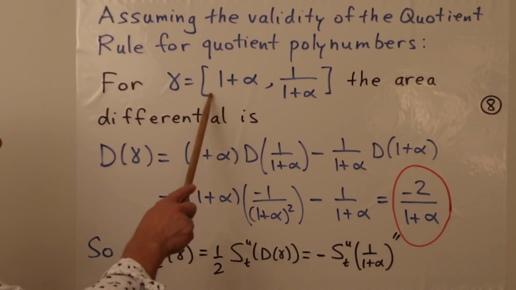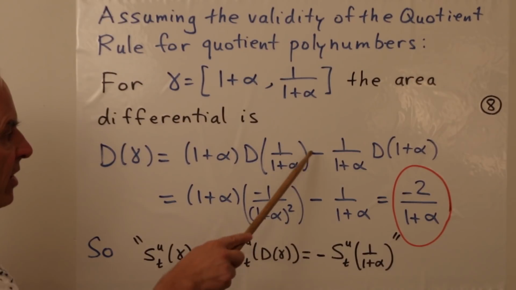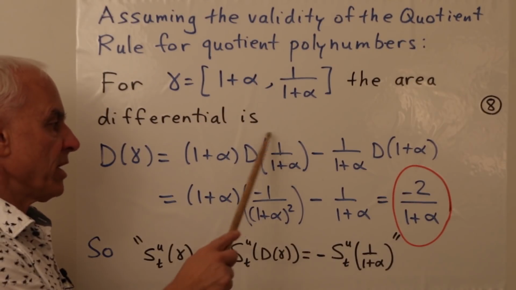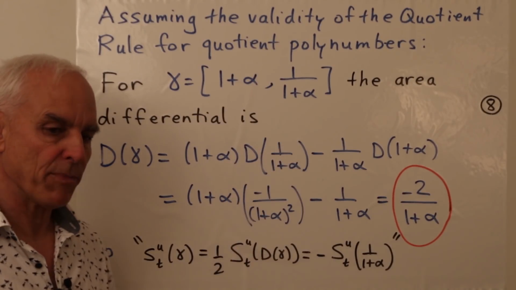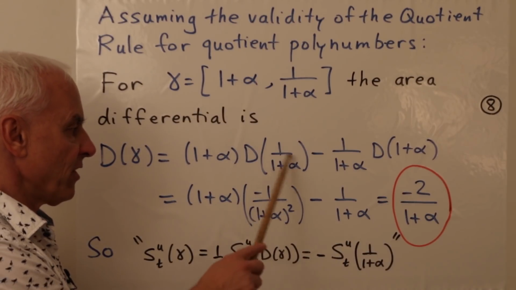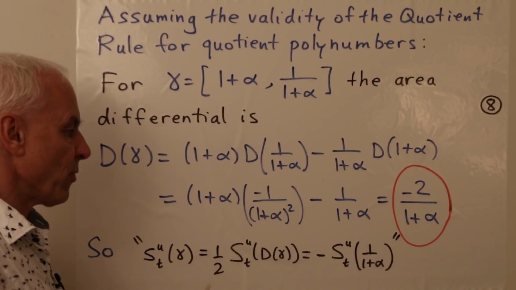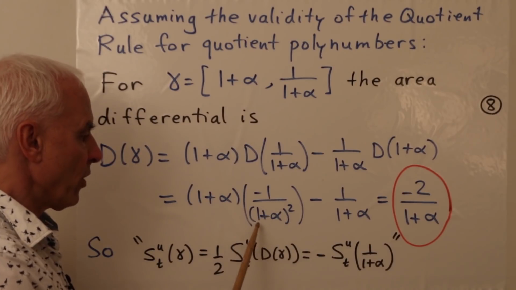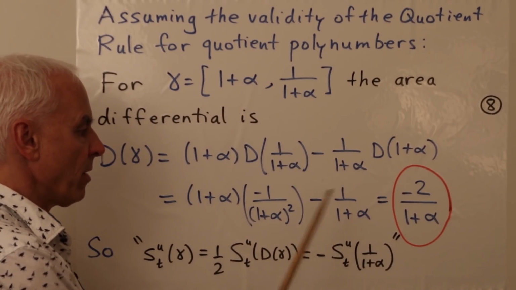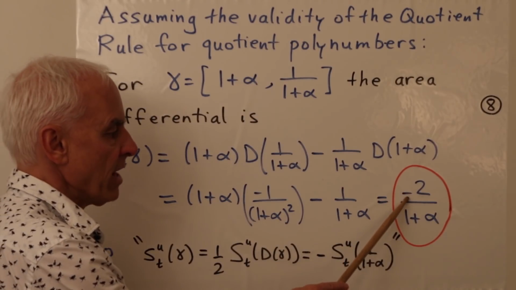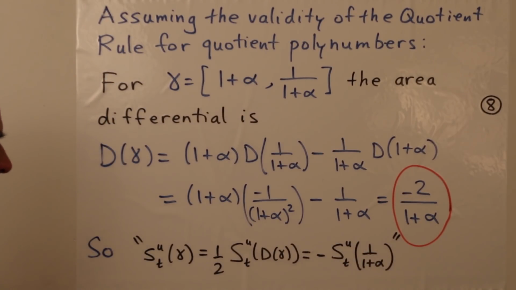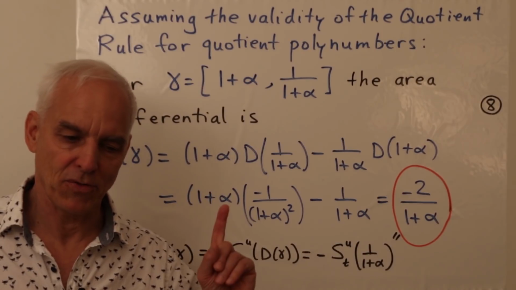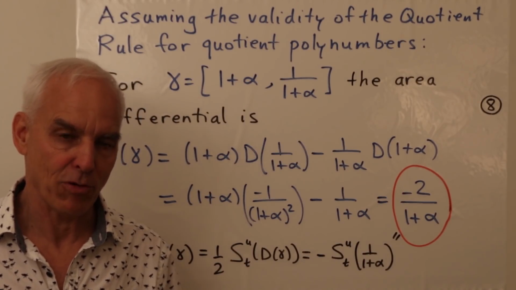d gamma is going to be 1 plus alpha times d of 1 over 1 plus alpha minus 1 over 1 plus alpha times d of 1 plus alpha. Now this is pretty easy to calculate. Derivative of 1 over something, that's minus the derivative of what's on the bottom divided by the bottom squared. And the derivative of this is just 1. So we just get 1 plus alpha times minus 1 over (1 plus alpha) squared minus 1 over 1 plus alpha, which is easily seen to be minus 2 over 1 plus alpha. So that is very nice and relatively simple area differential. Arguably simpler than it was for the circle or for the relativistic hyperbola.